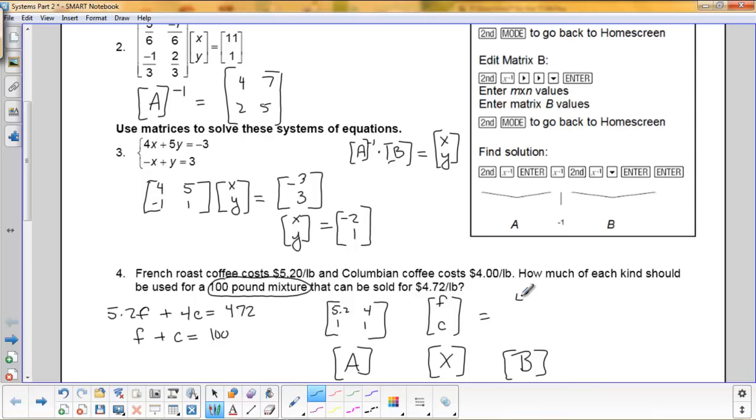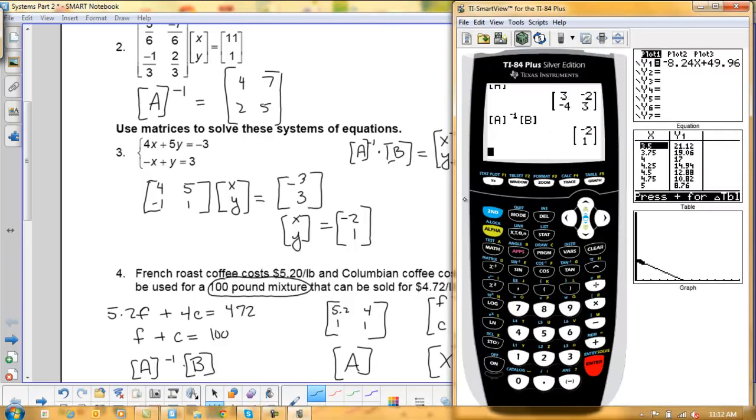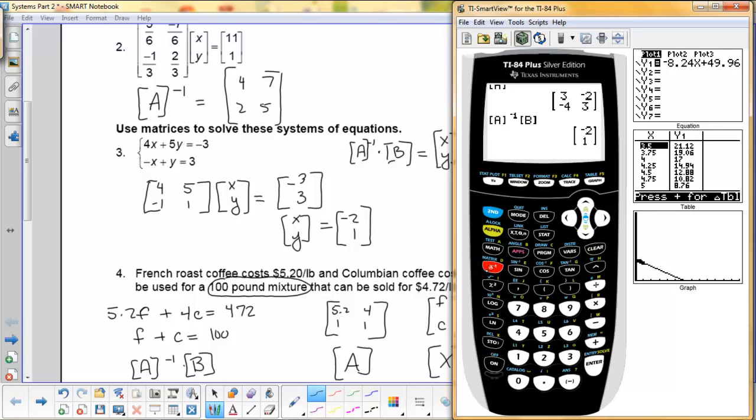And then this one is 472 and 100. And now I've got my coefficient matrix, my variable matrix, and my constant matrix. Remember, we're going to make our calculator screen A to the -1 times B. All right, back to the calculator we go, and back to the matrix we go.